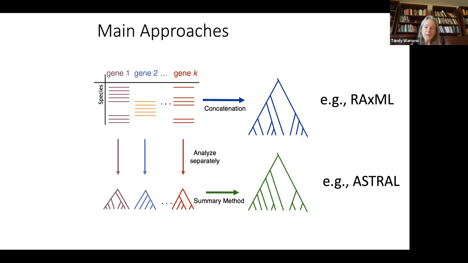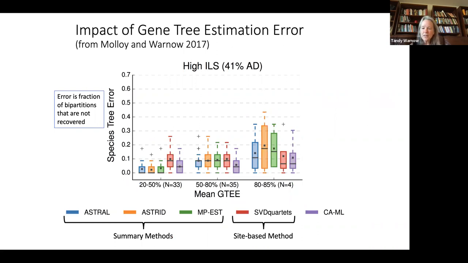There are people who really hate concatenation because of the statistical consistency problem. There are people who really hate summary methods because they believe that the accuracy is better with concatenation. So it's a very interesting debate. And it's interesting because it turns out to not be so clear cut. Here is an example of a simulation study where we looked at simulating sequences down gene trees, estimating gene trees and combining them.